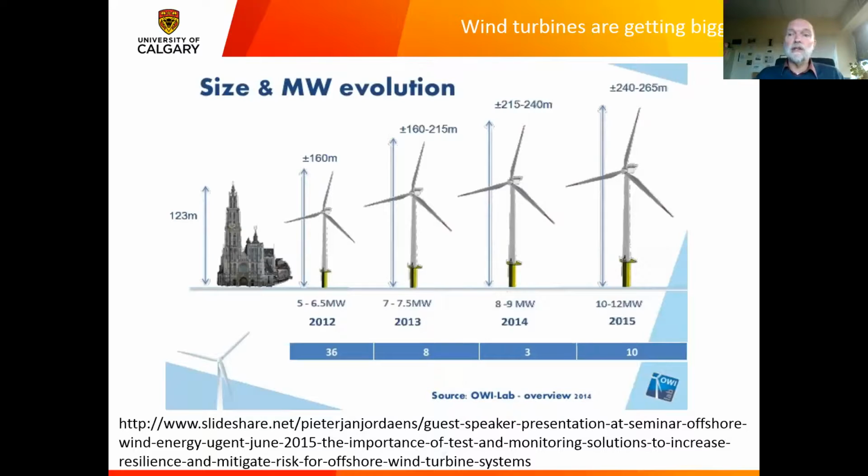One of the really interesting things about wind turbines is that they're getting bigger and bigger all the time, and they've got substantially bigger even in the lifetime of you people listening to my presentation. So in 2012, you can see in the middle towards the left, typically a wind turbine maybe 160 meters tall. And then now, 2015, the biggest wind turbines are almost double that size. So wind turbines are getting bigger and bigger all the time.